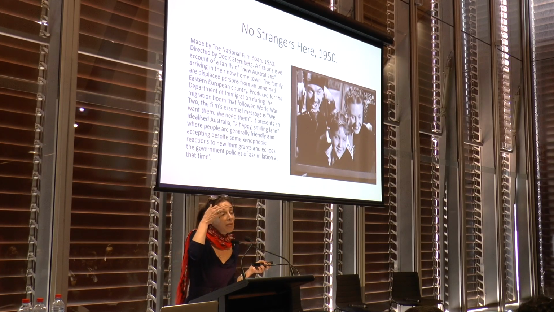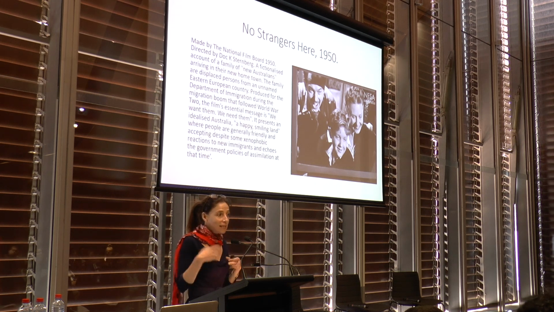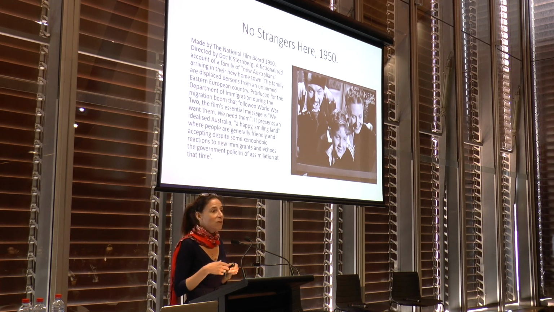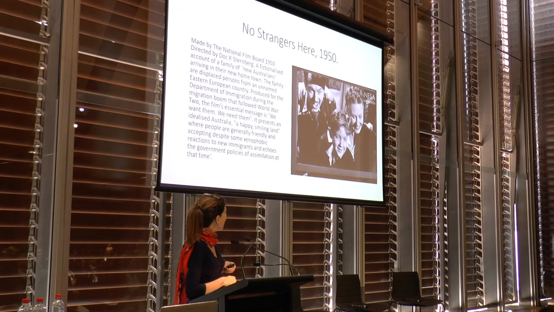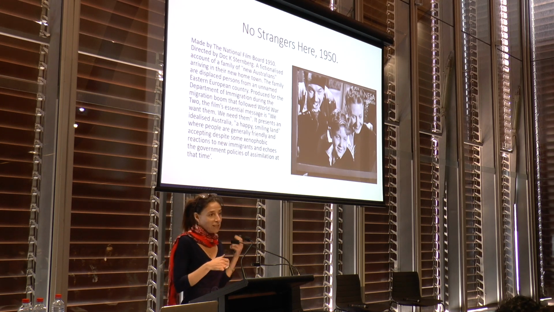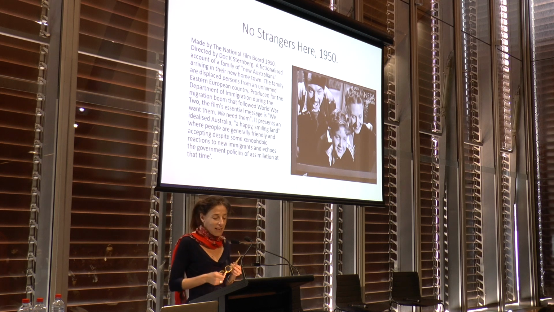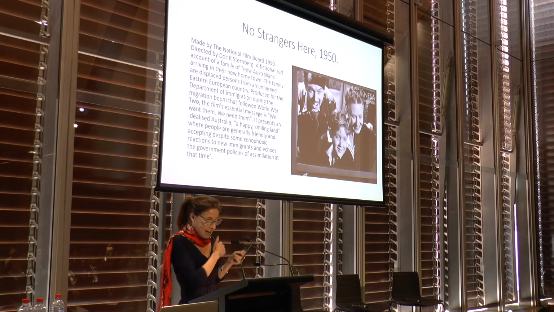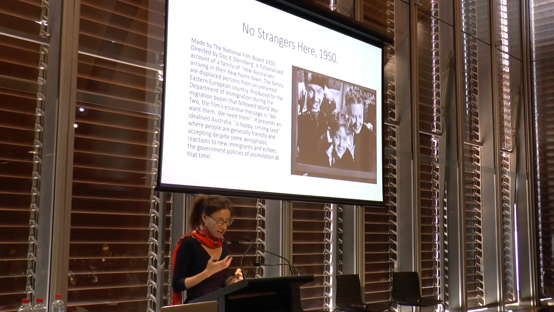And another type of media that the Australian government, through its newly created Department of Information, is using is film. They're creating a whole lot of films to assist with this assimilation process. And I'm going to show you now one of the films that was made in 1950 by the Department of Information in collaboration with the Department of Immigration, called No Strangers Here. As I've written up here, it's a fictionalised account of a family arriving in a new town, a country town, and the film is created to counter anti-migrant prejudice in the late 1940s.